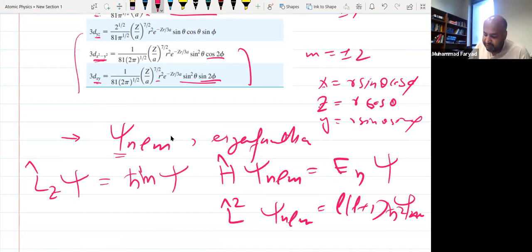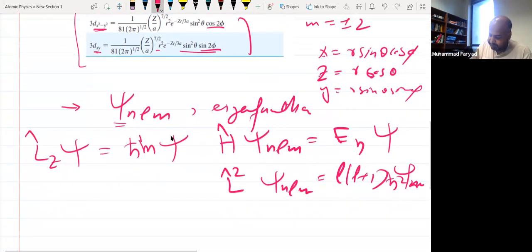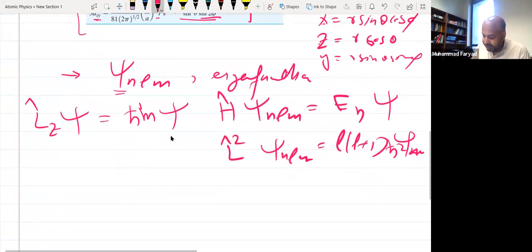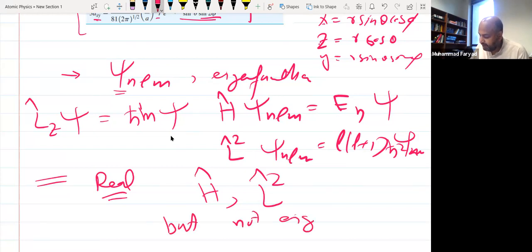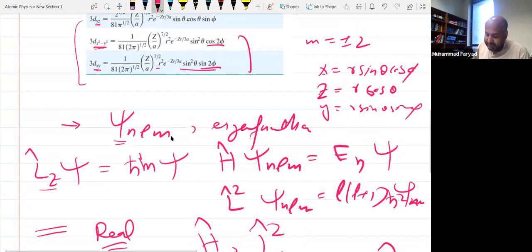But these real wave functions are eigenfunctions of H, they are eigenfunctions of L square, but they are not eigenfunctions of Lz. And you can see why. Because Lz's eigenvalue is h cut m psi. But now we have this pz orbital, this px orbital, which is the sum of, let me actually just write it here.